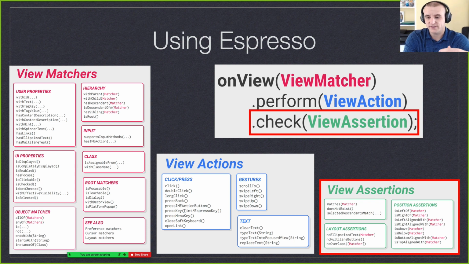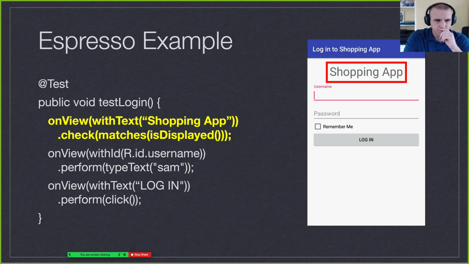And this check could be: does it exist? Is it visible? Is it above this? Is it whatever else? So when you talk about a UI test, being able to find the views on the screen, interact with them, and assert things is what you need. Espresso provides that in a really nice, readable syntax.